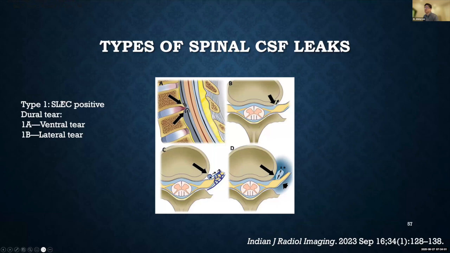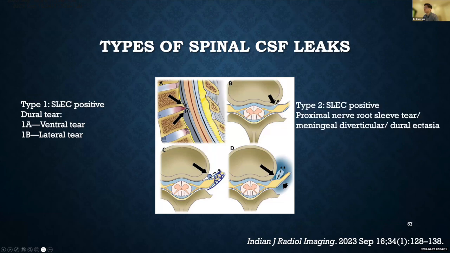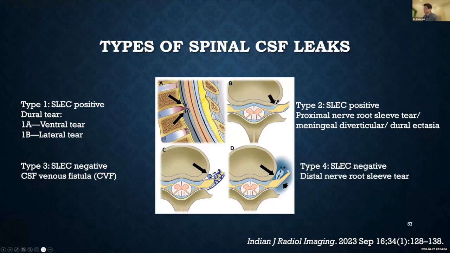So type 1, SLEC positive, just means that on the MRI, for example, you can see an epidural collection. They can divide it into ventral and lateral tear, but basically it's a dural tear. Type 2 is the association of the nerve root sleeve and diverticular leaks. This is also positive on MR spine imaging. Type 3 is typically negative. You don't see the epidural collection on the MRI, because it's due to a CSF venous fistula. And then type 4 is also negative, but this is very rare.